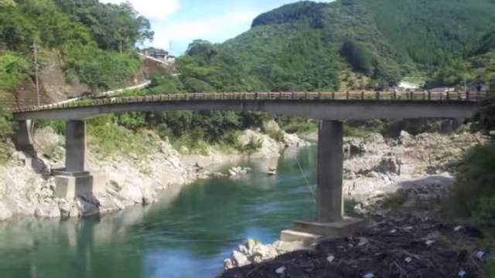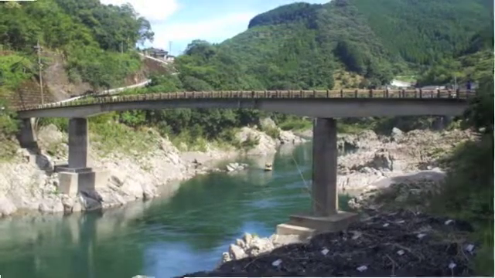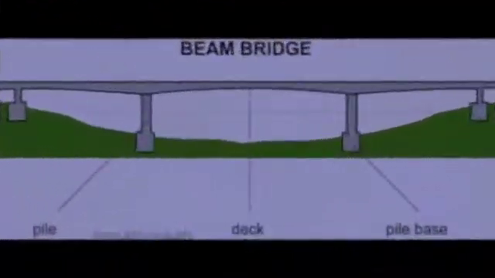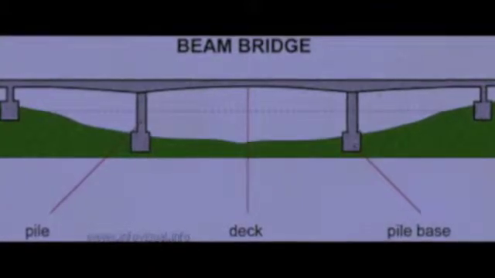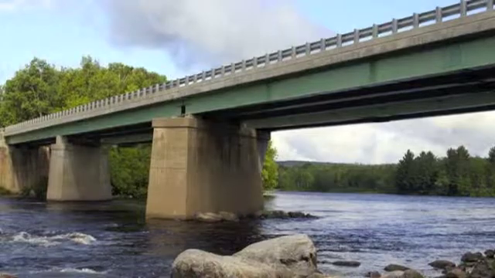A beam bridge is the simplest type of bridge. It needs to be stiff and has to have the ability to resist twisting and bending under load. A beam bridge is made of a horizontal beam that is supported by piers at each end.